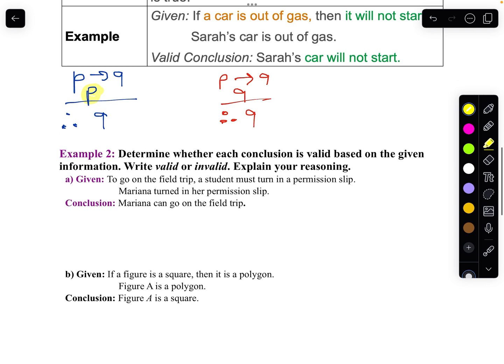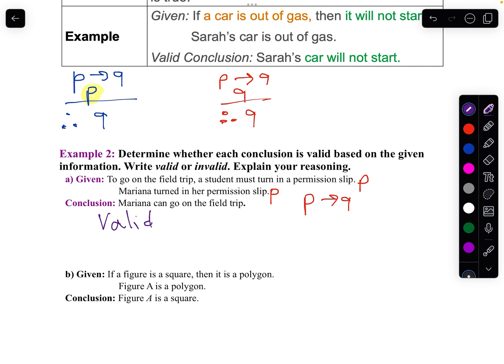So if I take a look at example 2, to go on a field trip, a student must turn in their permission slip. Mariana turned in her permission slip. Now, notice on this one, I'm going to call turning in the permission slip P, because that has to occur first, doesn't it? So it does go P, then Q. In this case, we turned in the permission slip, so we've met P, haven't we? So this would be a valid conclusion.